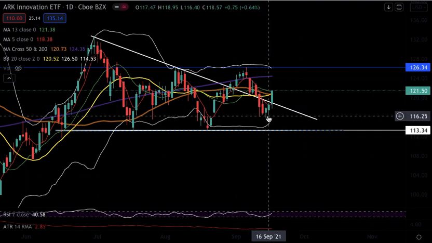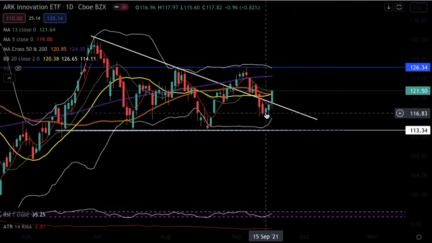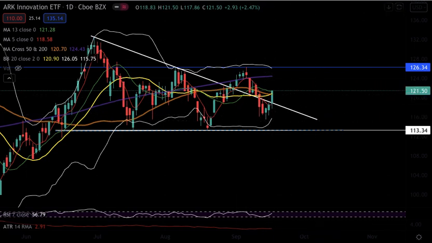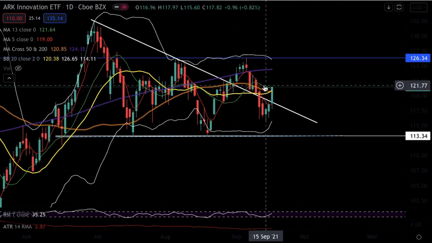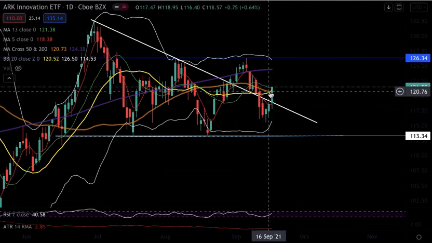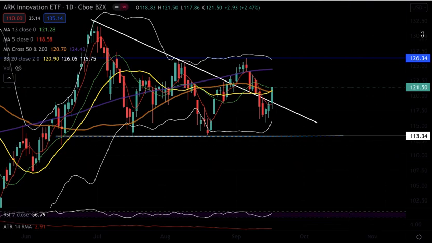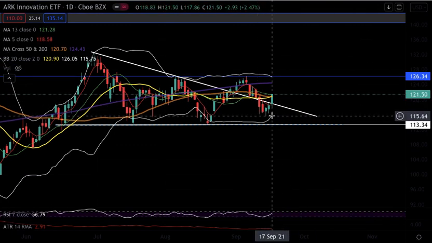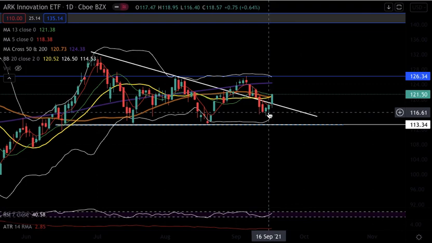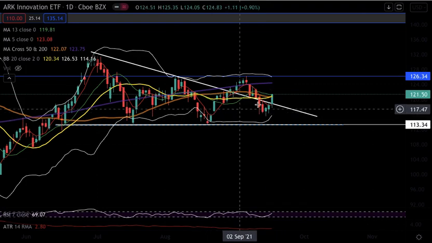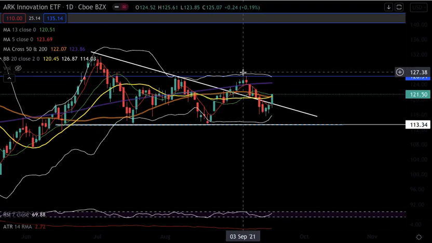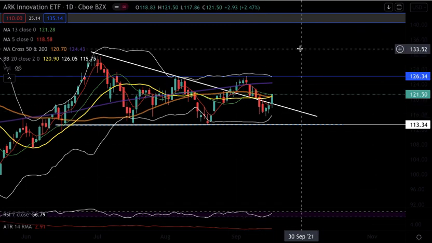And look what happened the next 3 days. The last 3 days, it started moving back up, and now ARKK is trading back above the 13-day, 50-day, 20-day, and even the 5-day moving average. So we're seeing bullish momentum building. This right here could be a higher low. Okay, so this could be the start of a new impulsive move. Okay, wave 1. This could be wave 2, and we could be entering wave 3.